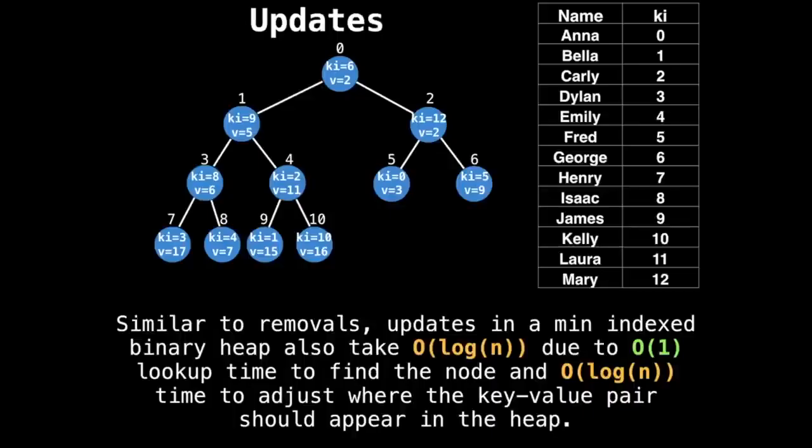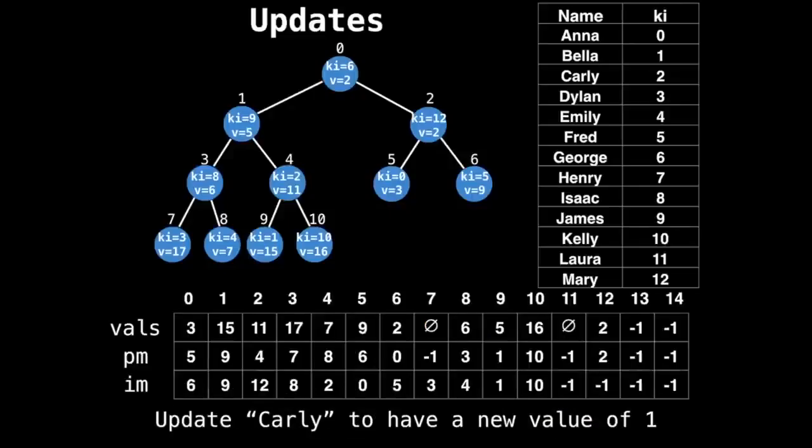Similar to removals, updates in a min-indexed binary heap also take logarithmic time, due to the constant time lookup to find out where the node is and the logarithmic time to adjust where the key value pair should appear in the heap. Suppose we want to update the value of the key Carly to now have a value of 1.